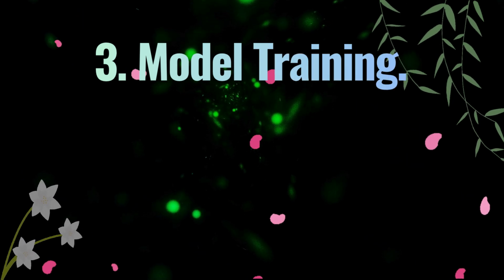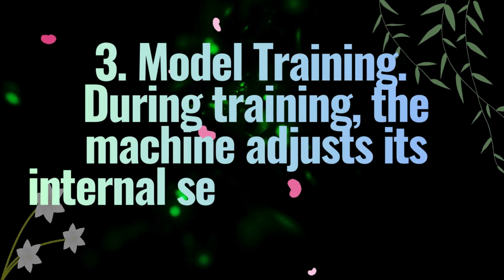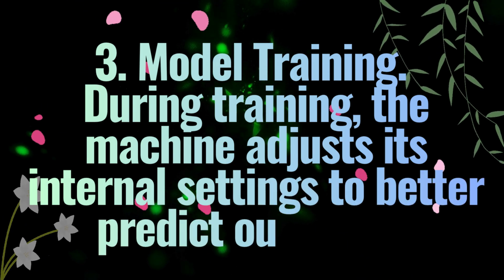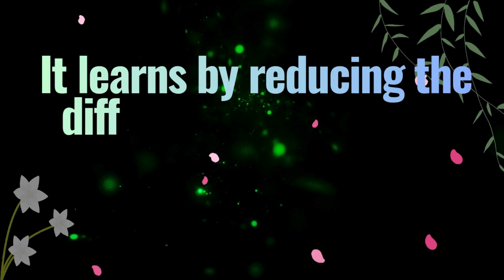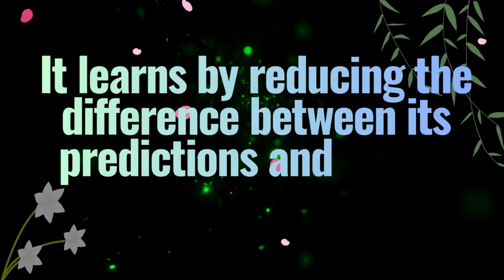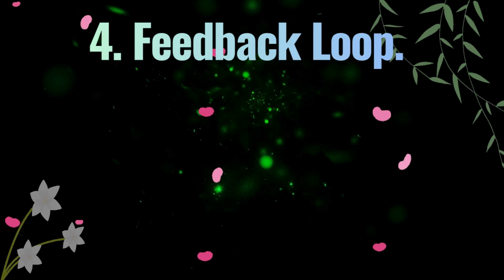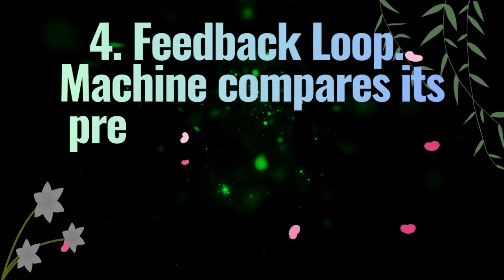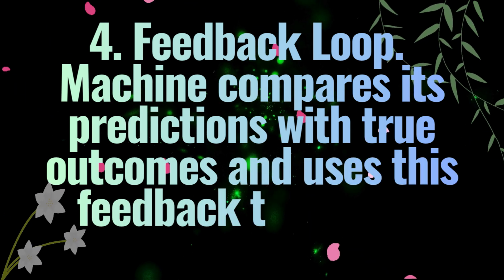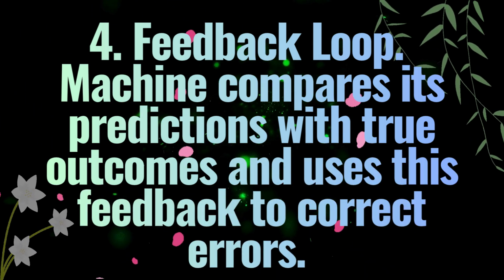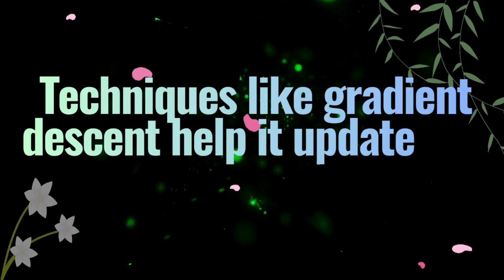3. Model training. During training, the machine adjusts its internal settings to better predict outcomes. It learns by reducing the difference between its predictions and actual results. 4. Feedback loop. Machine compares its predictions with true outcomes and uses this feedback to correct errors. Techniques like gradient descent help it update and improve.